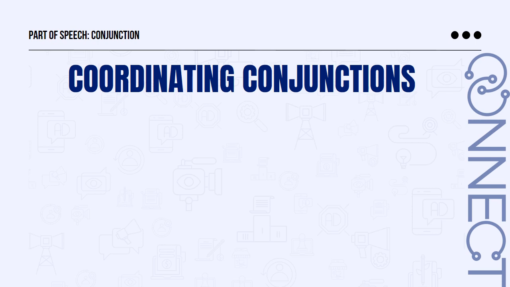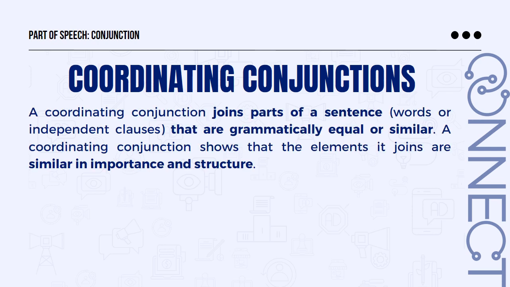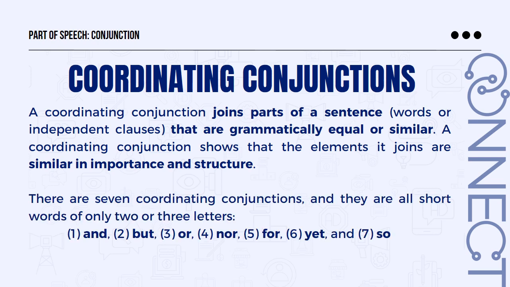So, let's talk about the coordinating conjunctions and the subordinating conjunctions for us to be able to know where do conjunctions go. So, coordinating conjunctions joins parts of a sentence. It may be words or independent clauses that are grammatically equal or similar. Ibig sabihin, silang dalawa ay may kaparehong kahulugan o mas maiintindihan natin sila kahit yun lamang ang sabihin. So, a coordinating conjunction shows that the elements it joins are similar in importance and structure.